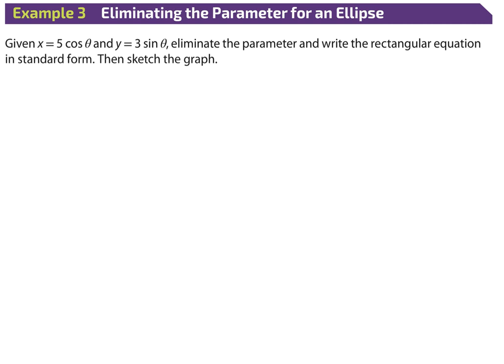So I'm going to take each one of these and I'm going to say, well, instead of x equals 5 cosine of theta, what would cosine of theta equal? Well, that would be x over 5, right? Just divide both sides by 5, which means that sine of theta then would be y over 3. That's pretty straightforward. We can all do that.